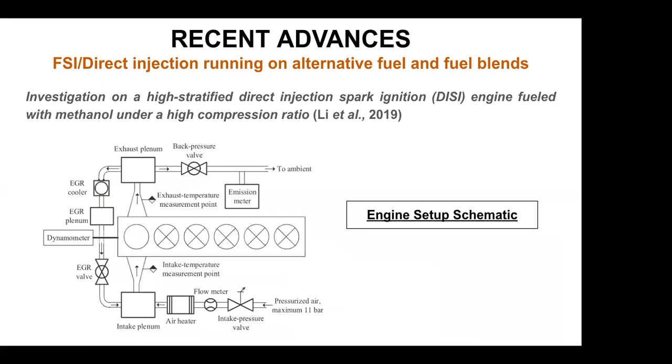So this is another study. It is about an investigation of a highly stratified direct injection spark ignition engine, or DISI engine, fueled with methanol under a high compression ratio. And we can see here the engine setup schematic. The experiment is conducted on a modified 6-cylinder Scania D13 heavy-duty engine with only one cylinder fired and the rest in motor run. The schematic diagram shows the engine, air intake, and exhaust manifolds, including the exhaust gas recirculation or EGR control system in the test cell.